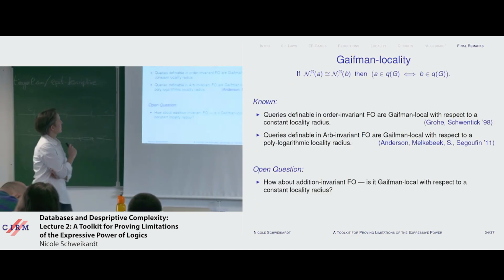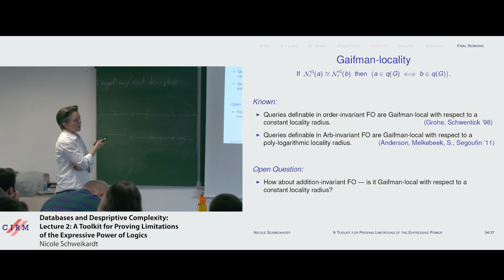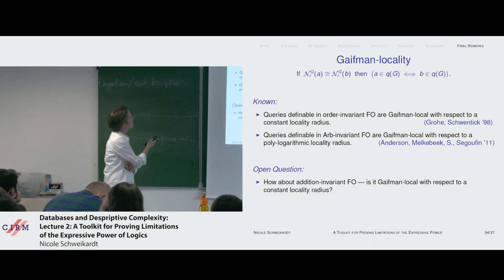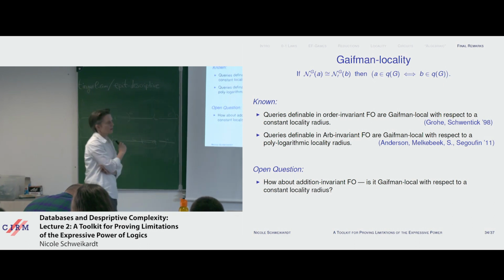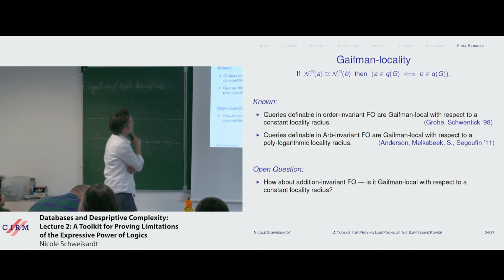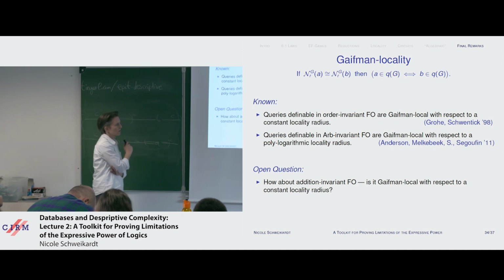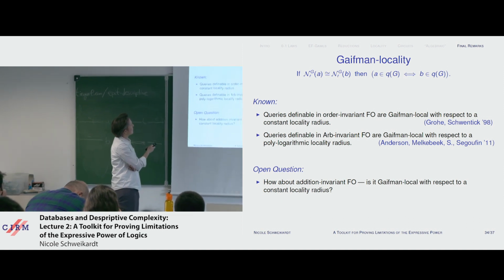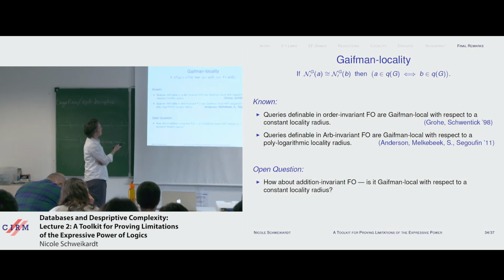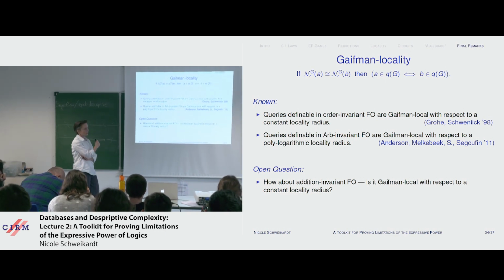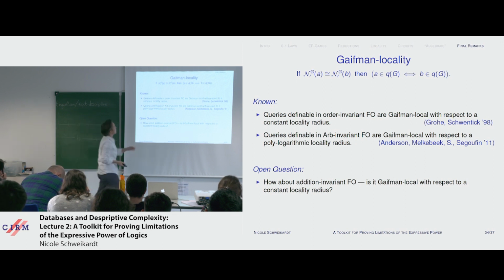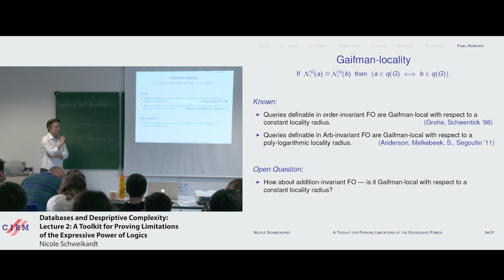a few open questions. So we looked at Gaifman locality. Here is a short version of the definition of Gaifman locality. What have we seen? We have seen queries definable in order invariant first order logic are Gaifman local with respect to constant locality radius. And if you look at ARP invariant first order logic, they are Gaifman local with respect to polylogarithmic locality radius. And what we can also show is that you really need this polylogarithmic if you have addition and multiplication in your ARP invariant stuff.